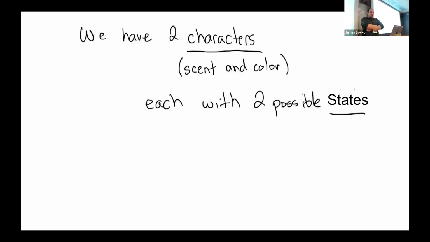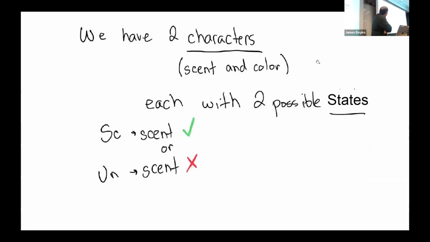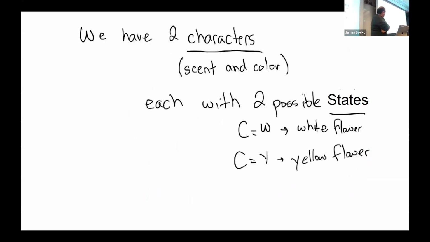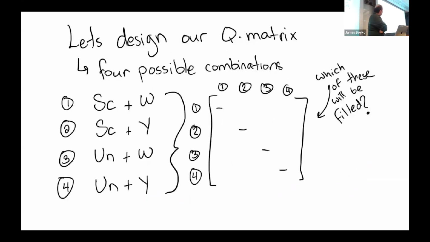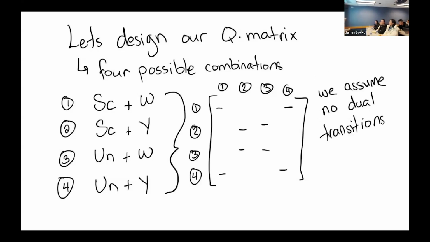So we have our two characters, scent and color. Each has two possible states, which I misspelled, which is why this is a different font. So we have scented and unscented, and we have white flower and yellow flower. Let's design our Q matrix considering these four different possibilities. So we're going to read it from row to column. We have scented and white, scented and yellow, unscented and white, unscented and yellow.